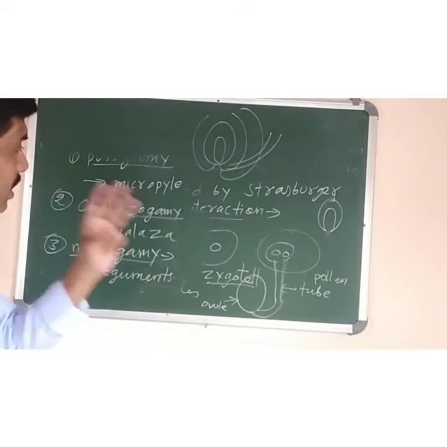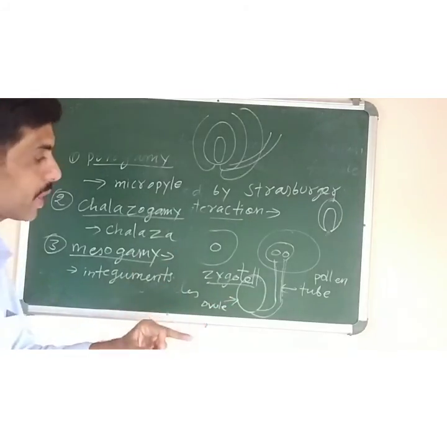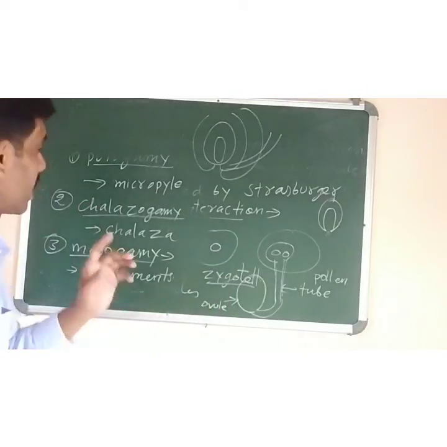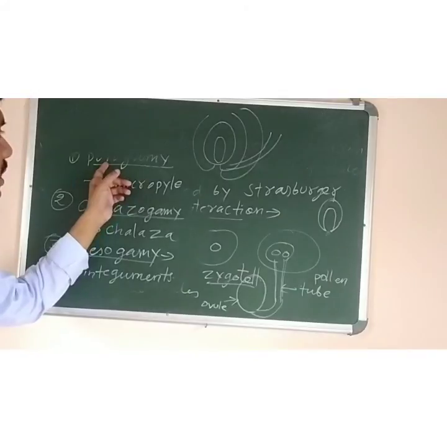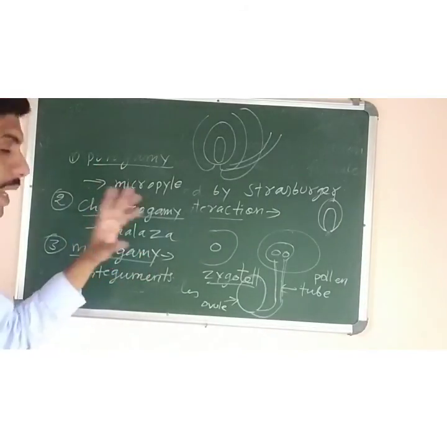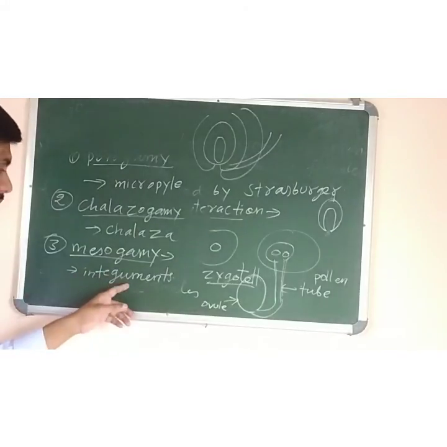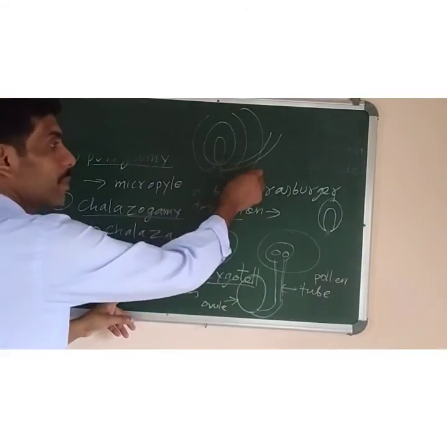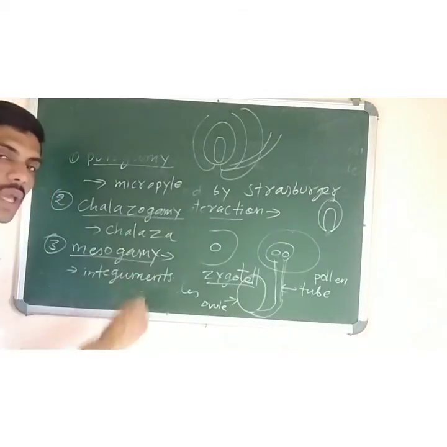So there are three modes of entry of pollen tube into the ovule. If it occurs through the micropyle, it is called porogamy. If it occurs through chalaza end, it is called chalazogamy. If it occurs through integuments, which is the covering present around the ovule, it is called mesogamy.